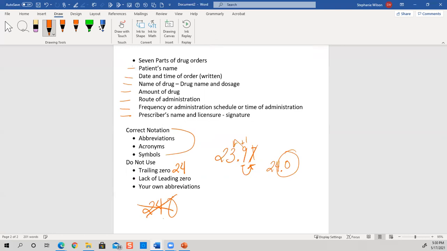So no trailing zeros. Lack of a leading zero. What if you had 550, and we divided that by 100, solving for it, and we ended up with this? We don't want the trailing zero, correct? But we don't want to leave off the zero in front of the decimal because, again, say your notation is sloppy. That looks like a 5. A 5 is much larger than 0.5. So if there is not a whole number, like a 1 or 2 and so on, in front of that decimal, we put a 0. Your own abbreviations, no. Okay, no to your own abbreviations.